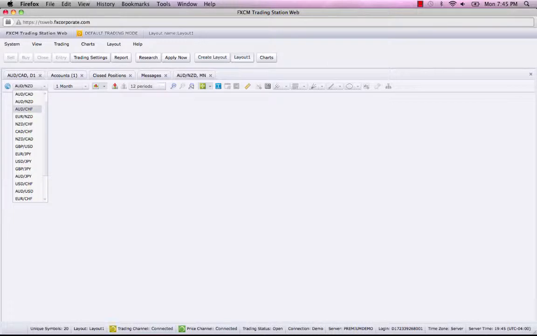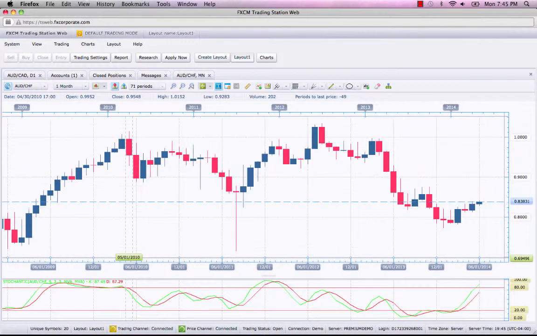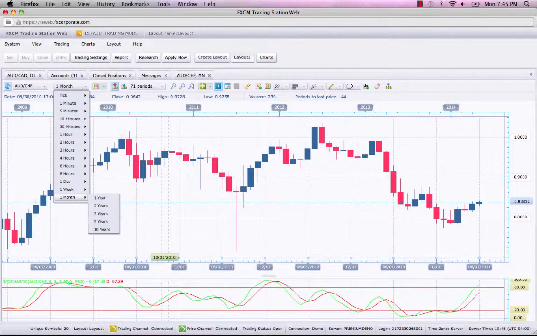Australian dollar, New Zealand dollar, Australian dollar, Swiss franc. And here we are. The monthly is clearly making its way up. It's actually in the overbought area. Let's take a look at the weekly.